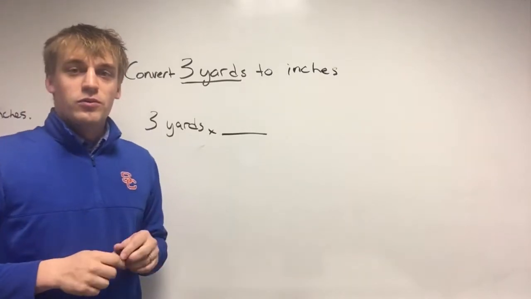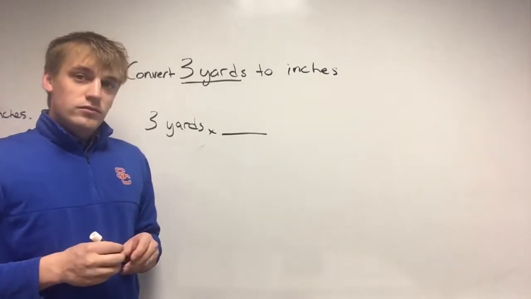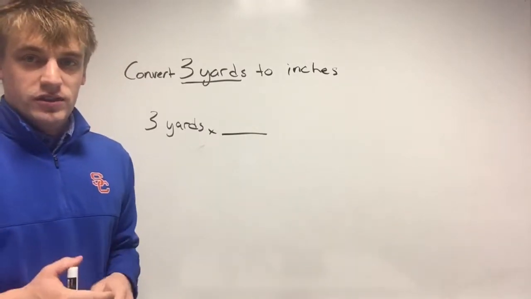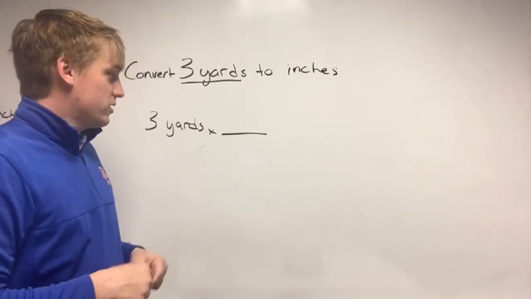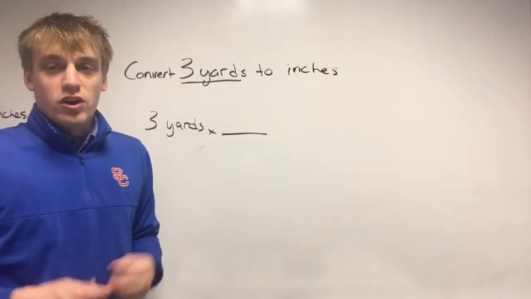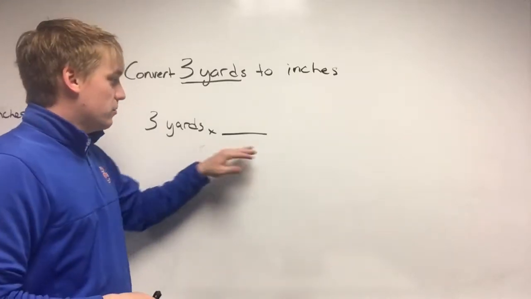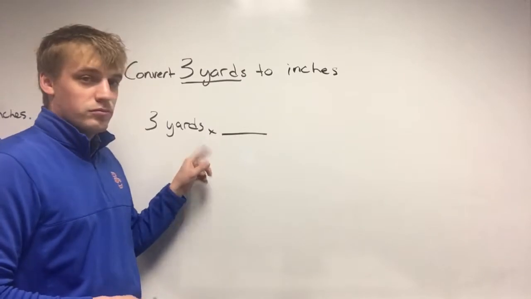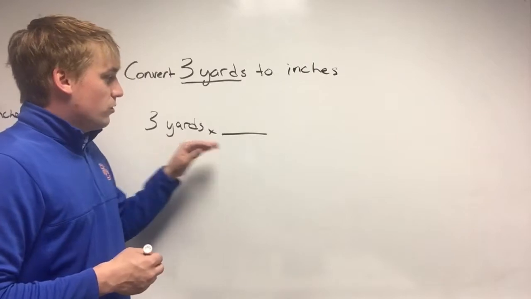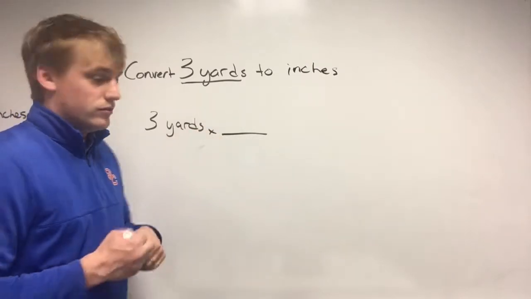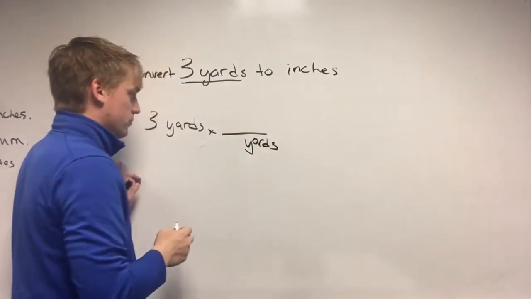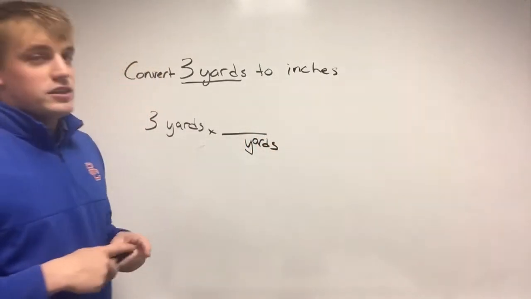One thing we have to think about, and we've talked about already, is that we can cross-cancel labels. Cross-canceling labels is an important thing in this because we want to get to inches and we don't want any other labels left. So if we're going to cross-cancel labels, our next label down here needs to be yards, because in order to cross-cancel, they need to be diagonal. So we're going to write yards, and we want to get to inches.